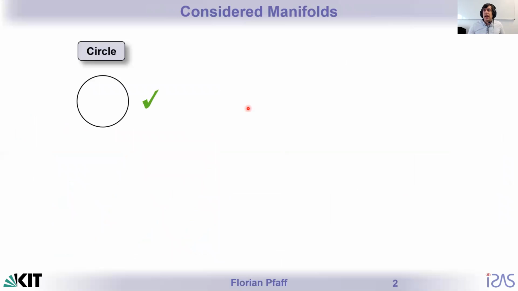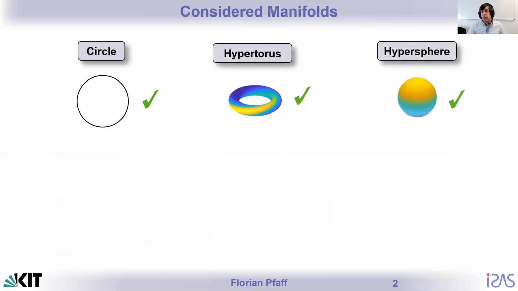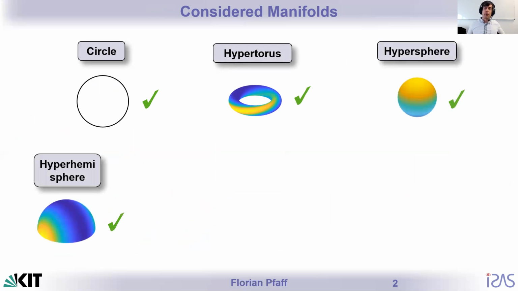And manifolds that I've considered here are the circle. I've done it for the hypertorus. I've done it for the hypersphere. I've done it for the hyperhemisphere.